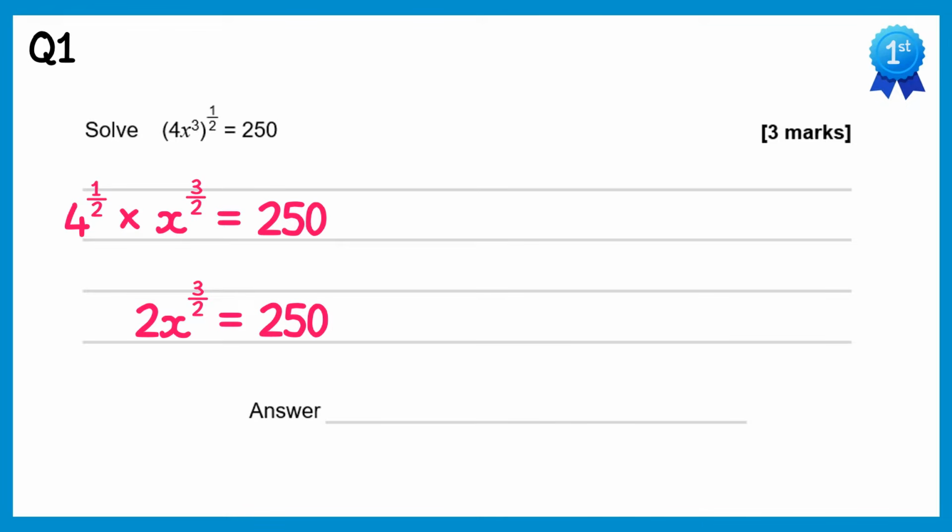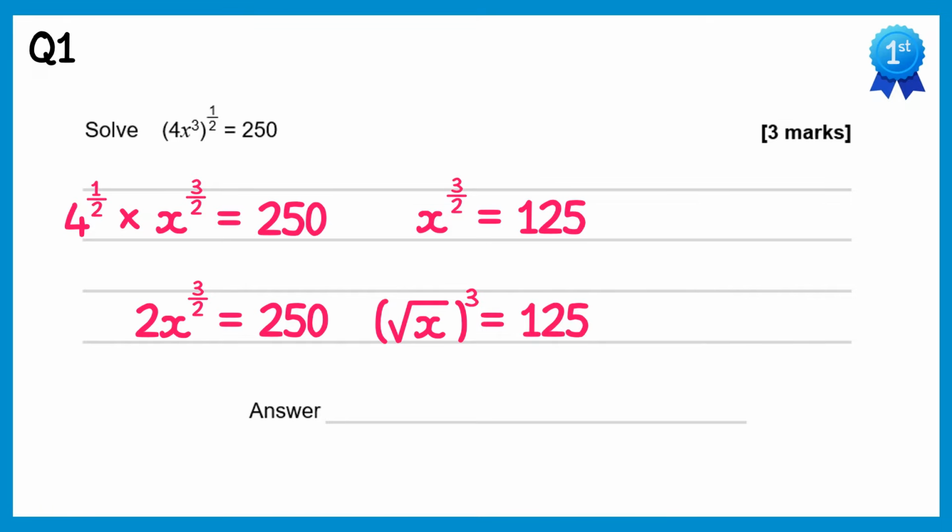We can divide both sides by 2. If you divide the left by 2, you get x to the power 3 over 2. And if you divide the right hand side by 2, you get 125. Now x to the power 3 over 2 can be rewritten as the square root of x cubed, which equals 125. Now to get rid of that cubed, we can cube root.